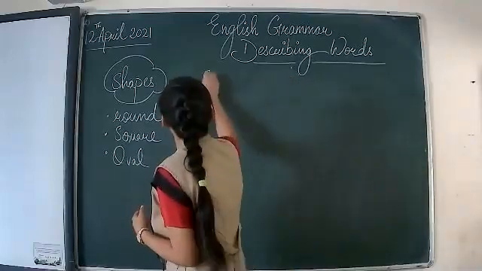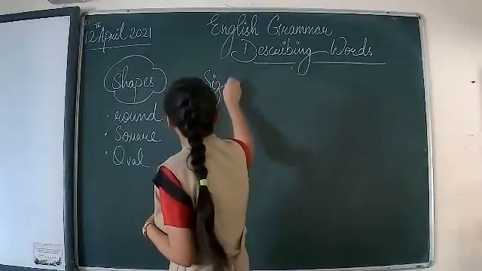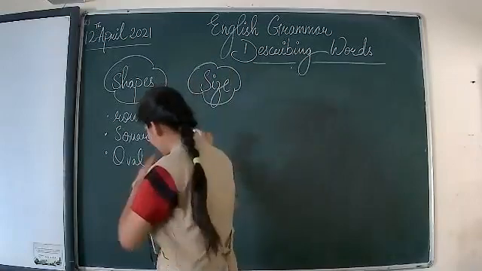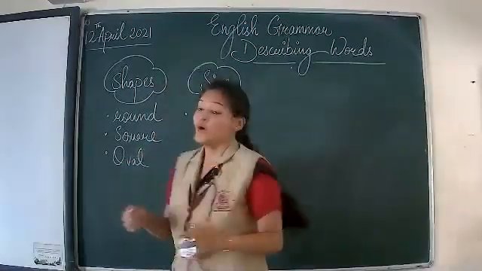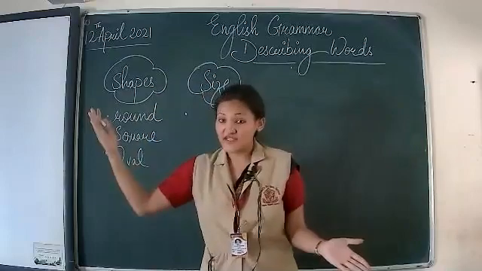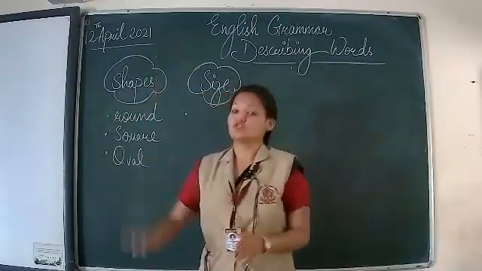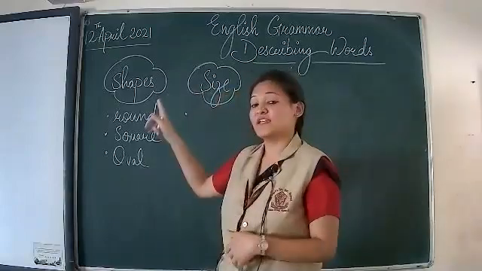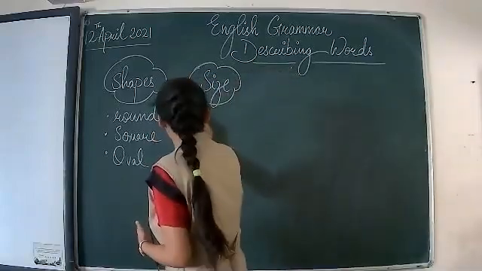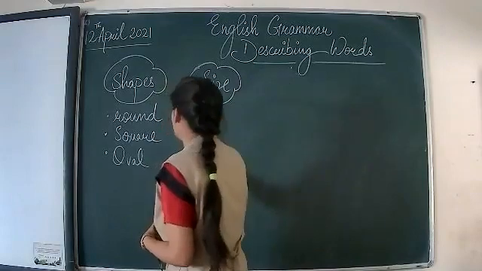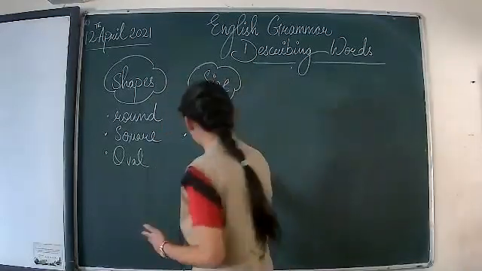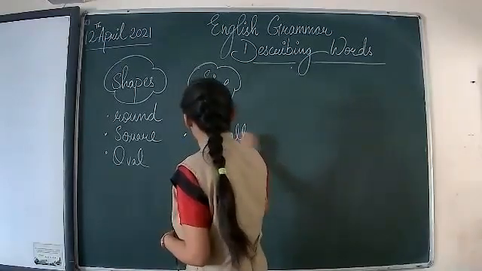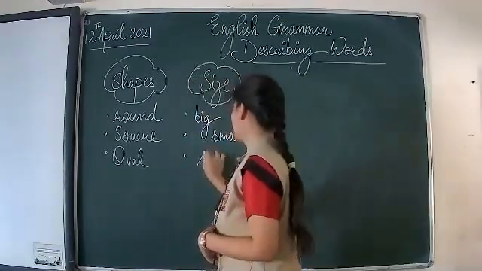Another thing, the size. In size, whether a thing is big, small, tall, short, then thin, fat, all these things will come in size. I will just write 3 examples of each. So for example, size: big, then small, short.